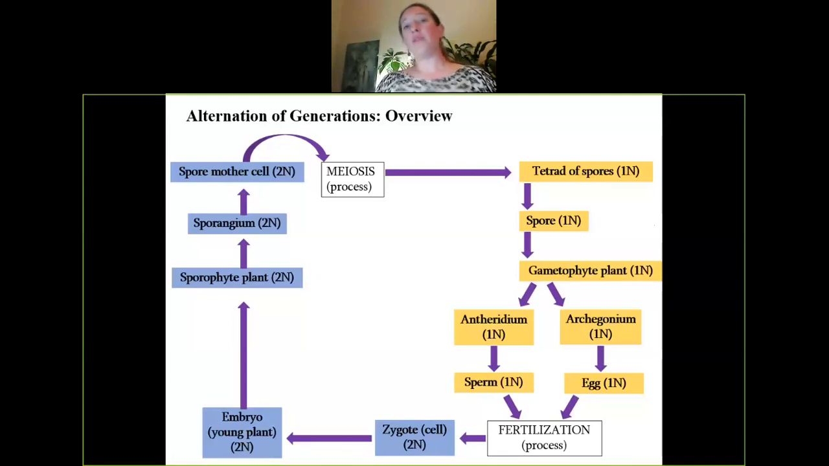So on this slide that we're looking at right now, we only see 2 processes. You see a process of meiosis, which occurred in the sporangium when that spore mother cell underwent meiosis to result in the tetrad of spores.